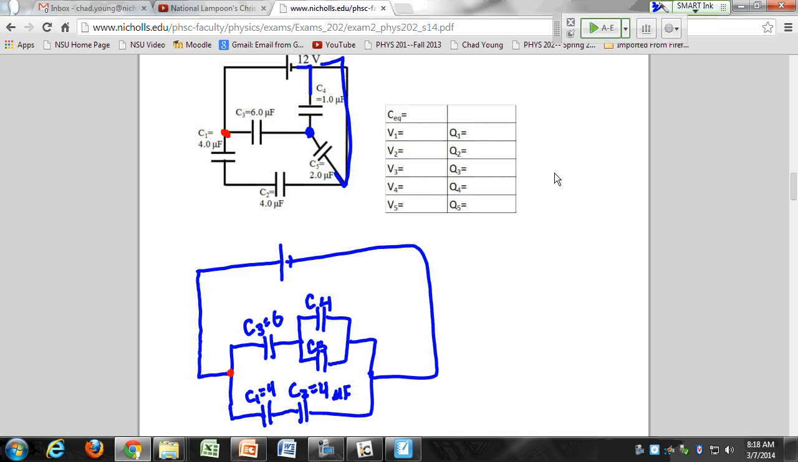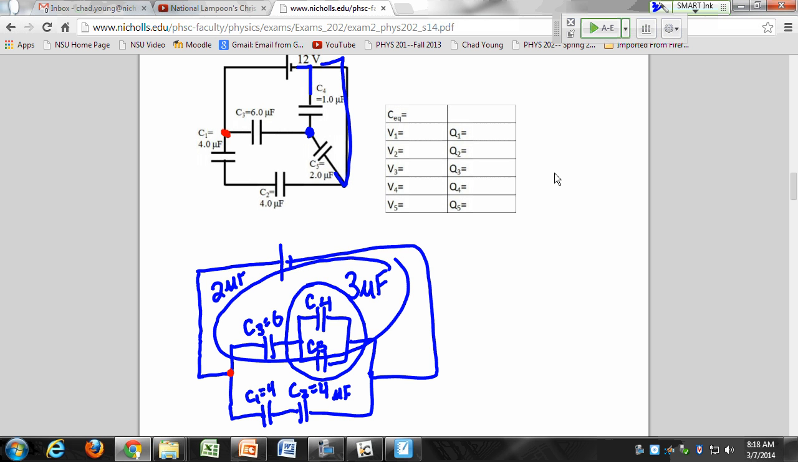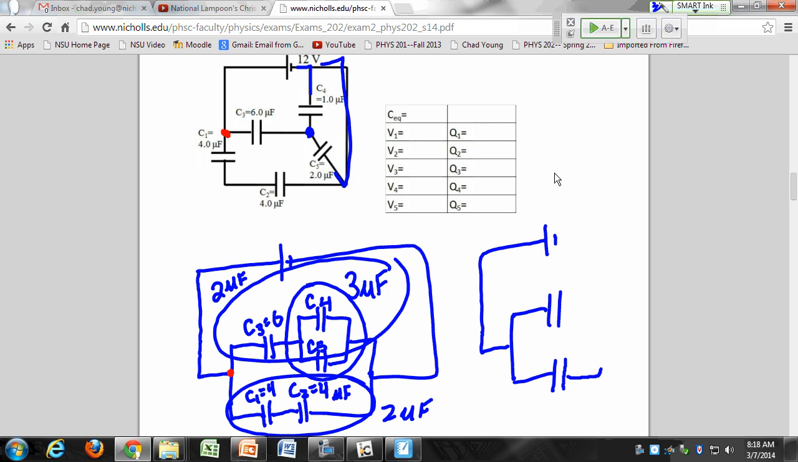So once you get that, it's a lot like ones that we've worked. And then it actually becomes pretty simple because C4 and C5 are 1 and 2. So these combine to give me a 3 microfarad capacitor. And then these 2 combine to give me a 2 microfarad capacitor. These 2 combine to give me a 2 microfarad capacitor as well. And so my circuit now will look just like this. I have a 2 and a 2 microfarad capacitor, which gives me an equivalent capacitance of 4 microfarads. All right, and then I'll leave you on your own.